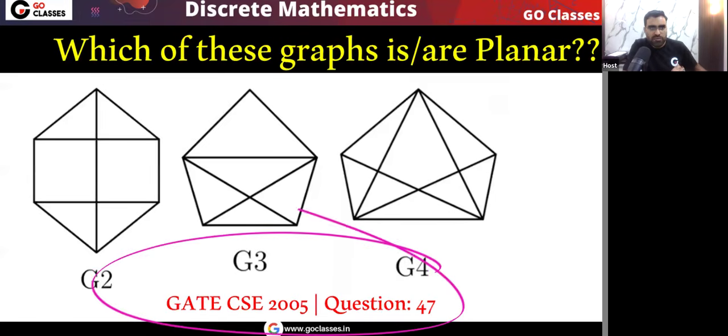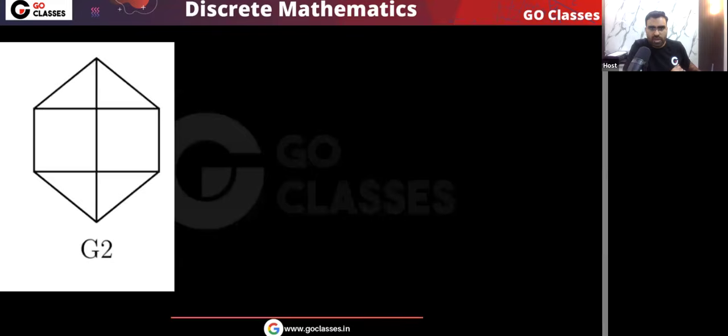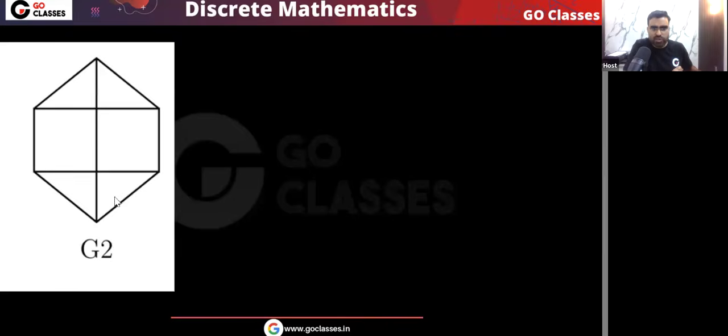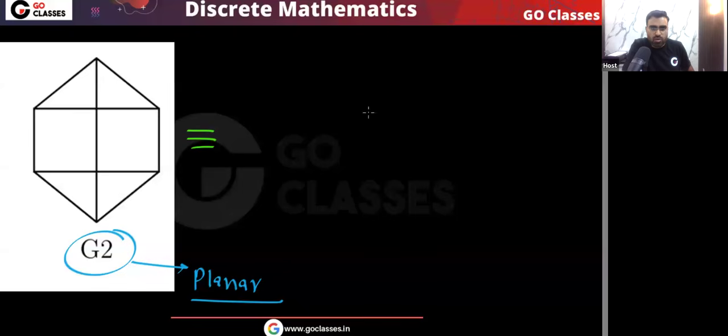Let's solve this GATE 2005 question. Which of the following graphs are planar graphs? Three graphs are given to you. Which of them are planar? Let's see one by one. What about G2? Is this graph planar? Yes, of course, this graph is planar, because I can draw this graph without edge crossing.